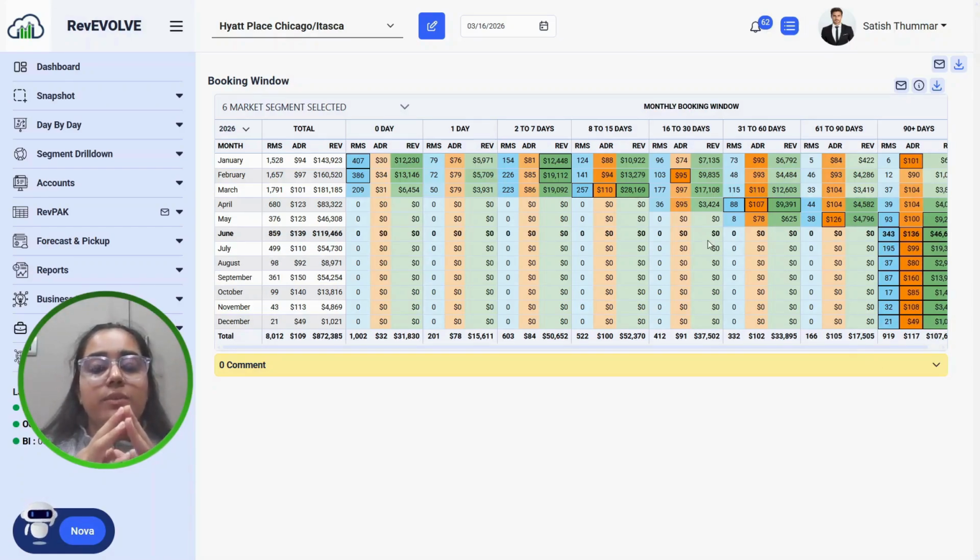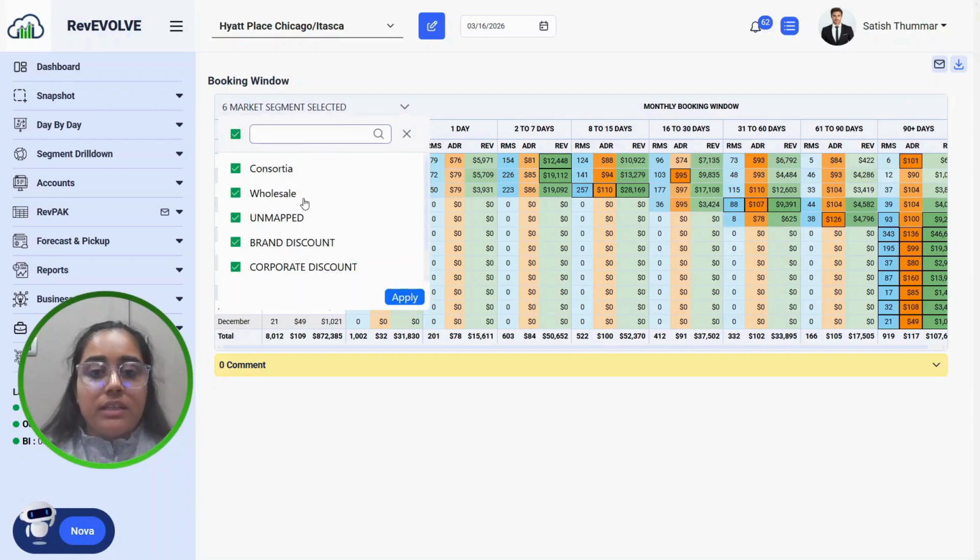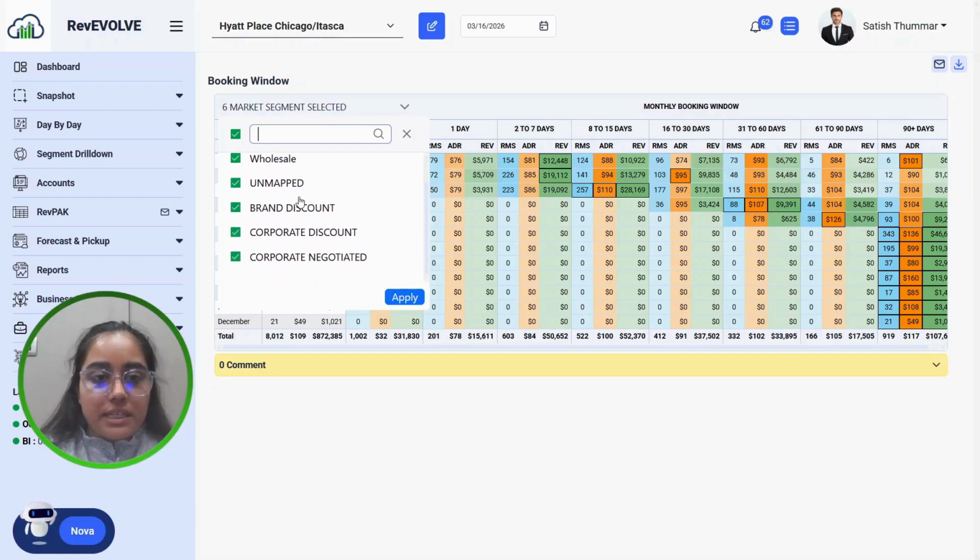Let's start with the monthly booking window widget. If you are seeing this widget for the first time, here is how to read it. At the top of the widget, you will see the filter, and here is the market segment filter. This allows us to analyze booking behavior segment by segment. And here are all the market segments listed: unmapped, wholesale, brand discount, corporate, and so on. This is important because different segments often behave very differently.